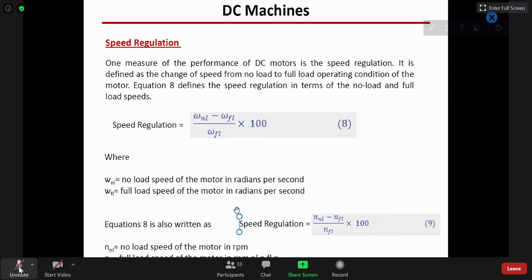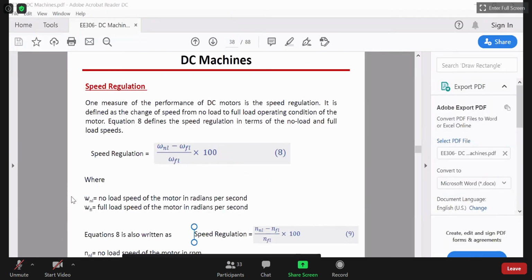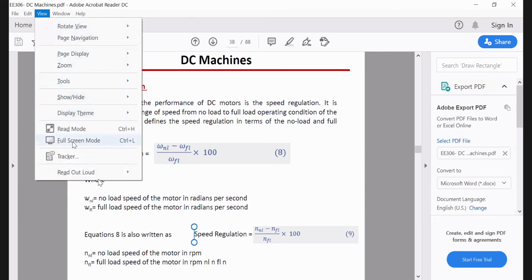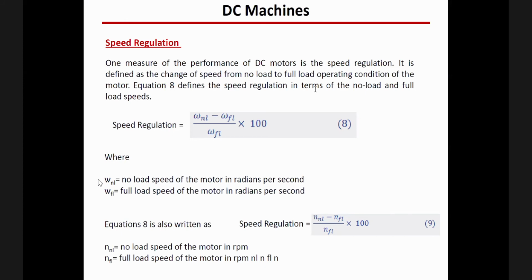So what is speed regulation? Simply, speed regulation is the difference in speed, which is one of the parameters of the output, between the full load and the no load condition. There are two parameters for the mechanical side, omega and torque. Omega is the angular frequency or speed; torque is torque. If it is electrical, we have two parameters, voltage and current. So here we're talking about the speed regulation.